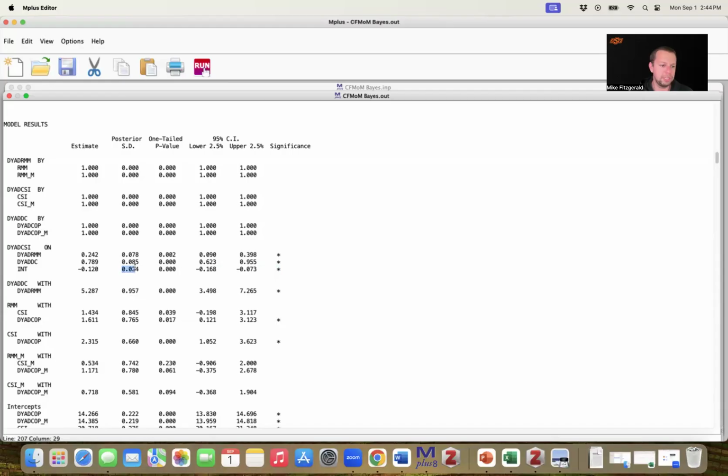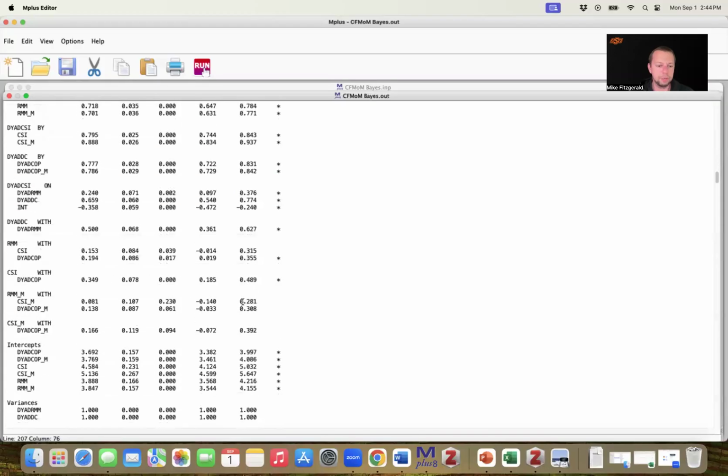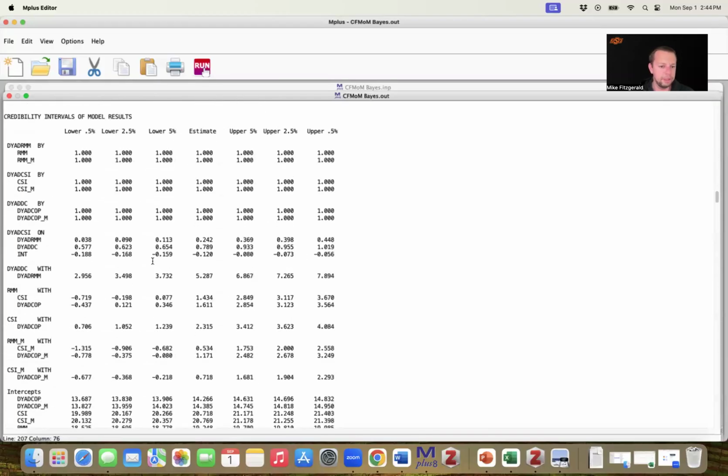And so here is our parameter estimate. Here is the posterior standard deviation. You can kind of think about this as like the standard error. We have a one-tailed p-value, so don't trust this. Again, this is only one tail. And then we have our 95% credibility interval, okay? But we actually don't want to look at this credibility interval. We actually want to scroll down and we want to use this credibility interval instead, all right?